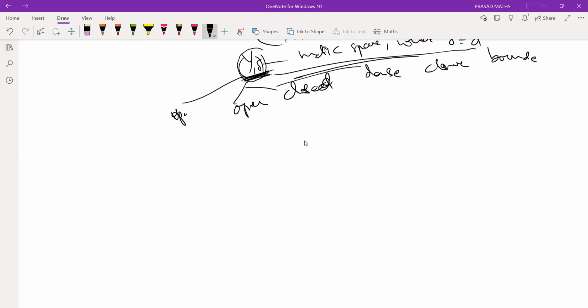First, the open ball, the relative open ball in this metric space. Suppose X is a metric space.